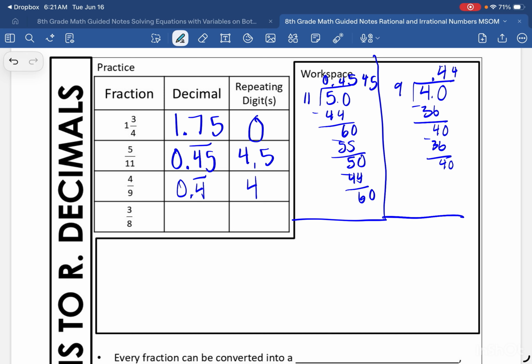Last one, 3/8. So let's go 3 divided by 8. 8 does not go into 3. 8 goes into 33 times. 8 times 3 is 24. Subtract, I get 6. 8 goes into 67 times, which is 56. Subtract 4, bring down the 0. 8 goes into 45 times. And right there, my decimal ends. So my decimal is 0.375, and what repeats? 0. That is my infinitely repeating digit.